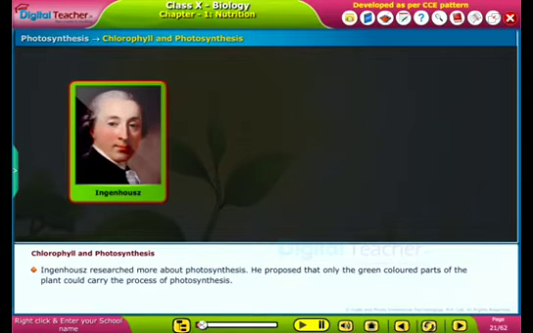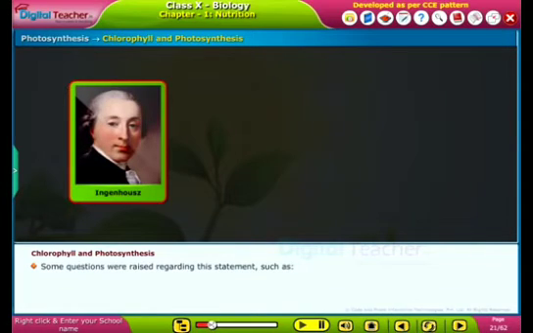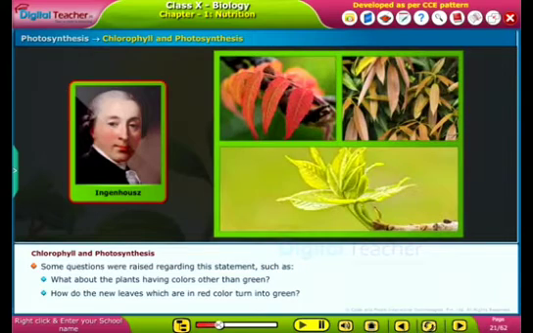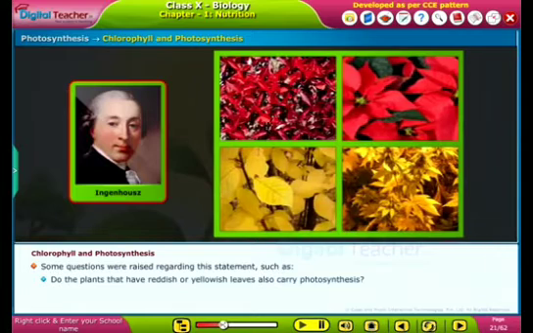Ingenhousz researched more about photosynthesis. He proposed that only the green-colored parts of the plant could carry out the process of photosynthesis. Some questions were raised regarding this statement, such as, what about the plants having colors other than green? How do the new leaves which are red in color turn into green? Do the plants that have reddish or yellowish leaves also carry out photosynthesis?